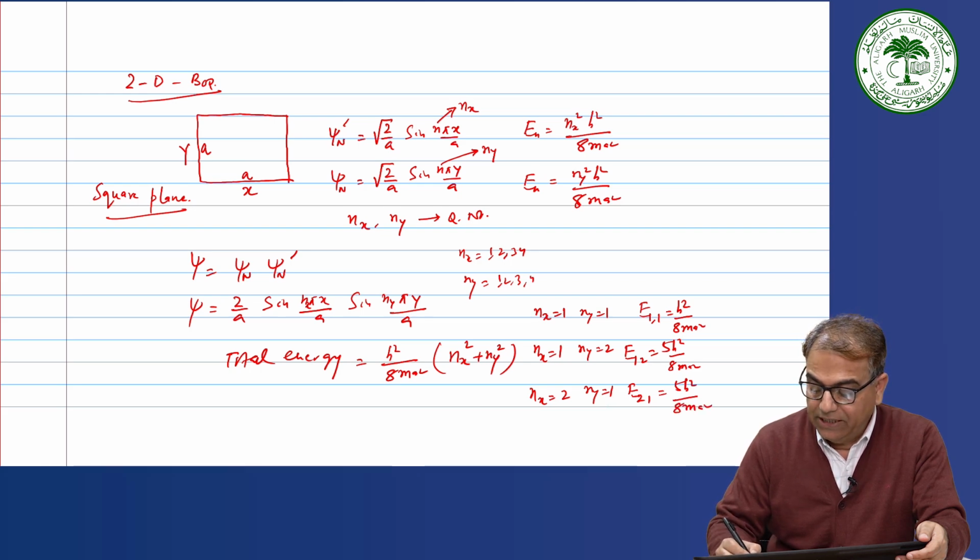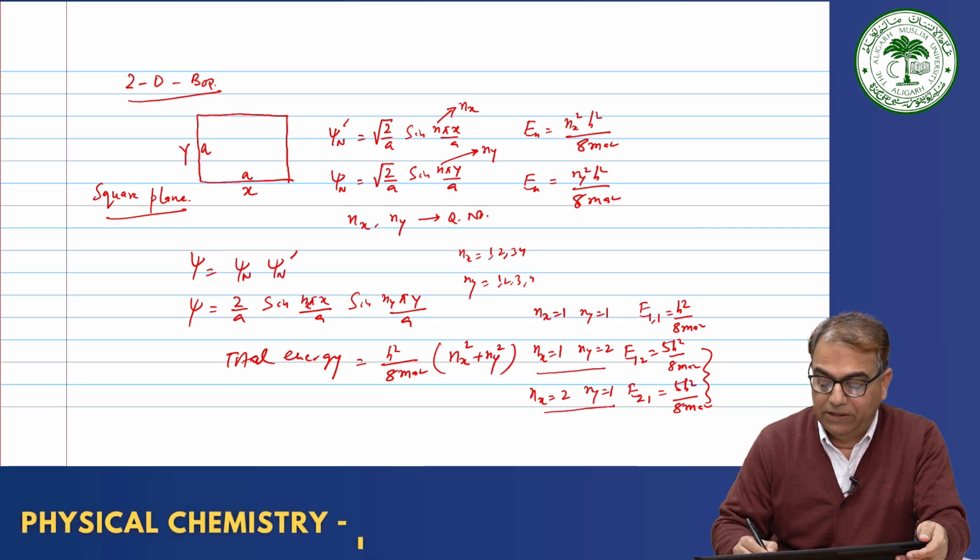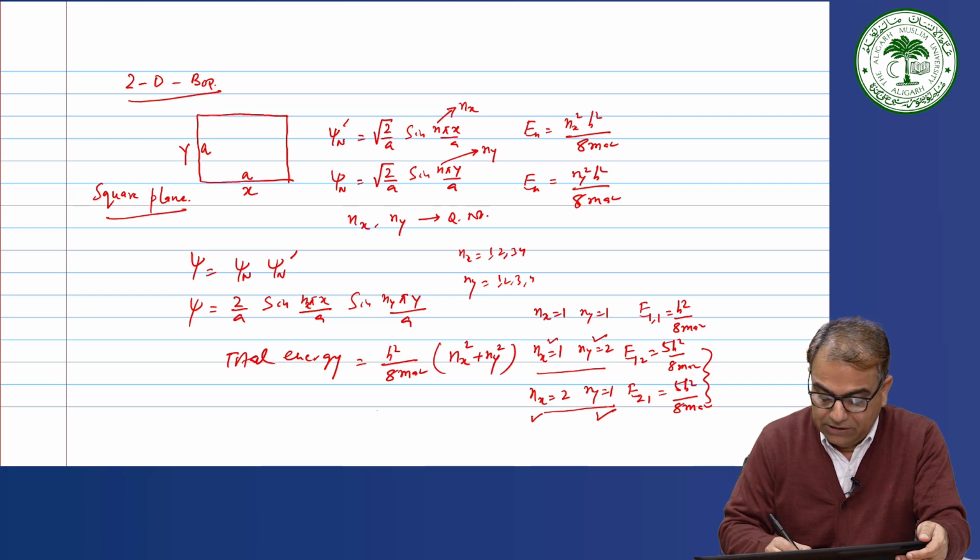So again, look at these two values. Both values are the same, but the quantum states are different. In one case you have nx 1 and ny 2, and here you have nx 2 and ny 1. So for the first time in this course, we have come to a situation where two quantum states are represented by one energy level, one energy value, and this concept is called the concept of degeneracy.